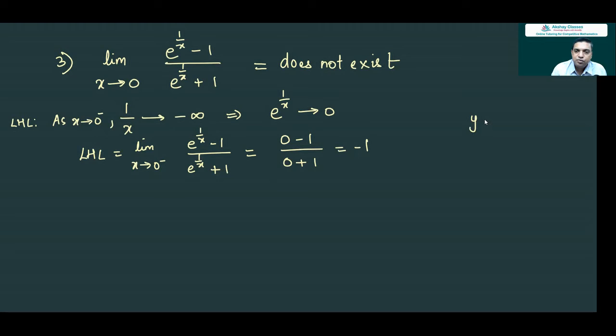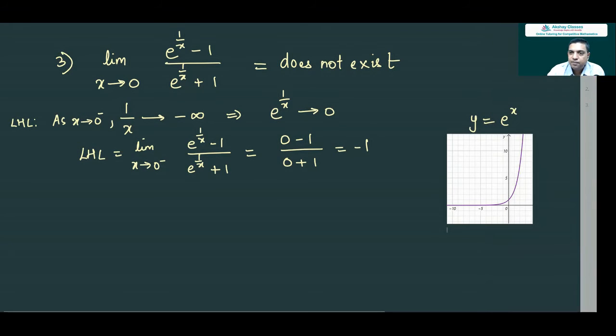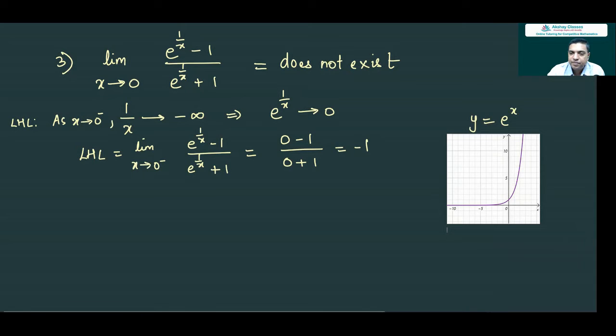For this, you need to know the e power x graph thoroughly. So look at this e power x graph. Now, in the e power x graph, as x tends to infinity, e power x goes to infinity. And as x tends to minus infinity, e power x is approaching 0 only. e power x is approaching 0.